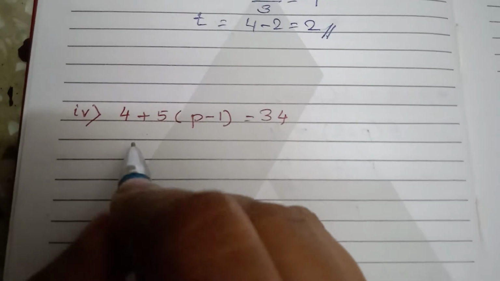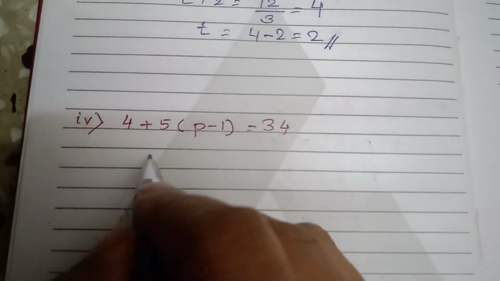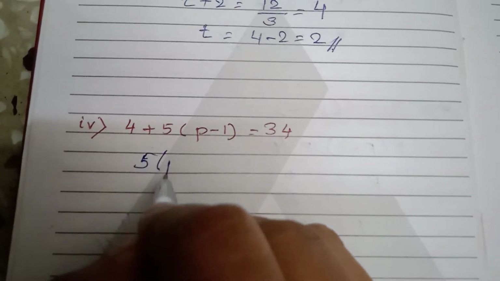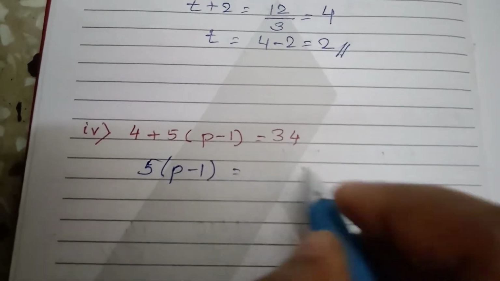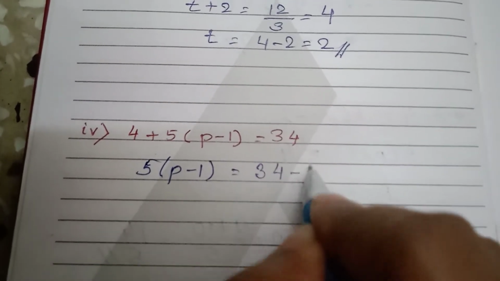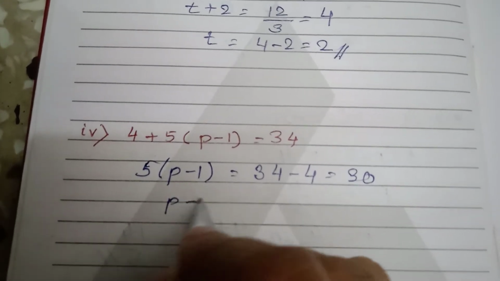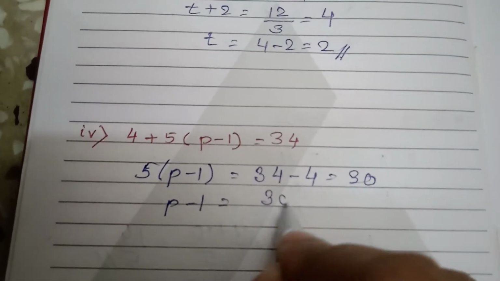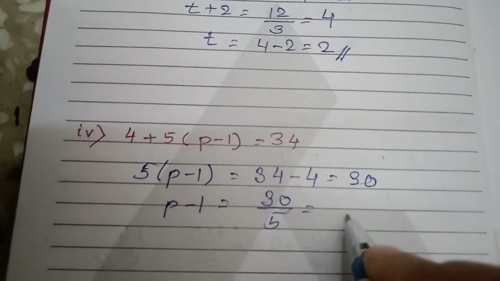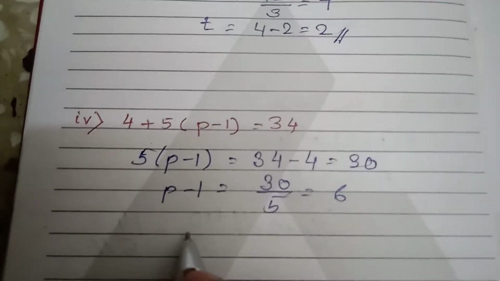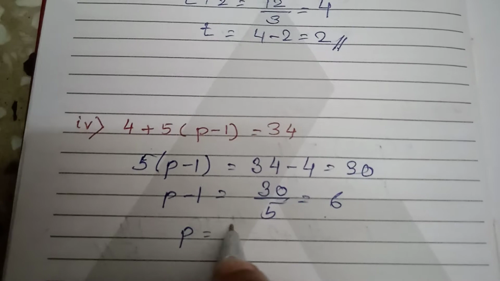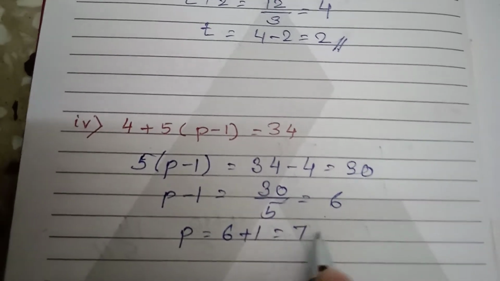Next. Here I have it in the same way, so I can do the next step. Taking 4 to the other side will become minus. So 30. p minus 1 will be nothing but 30 divided by 5, which is 6. And p will be 6 plus 1, that is equal to 7.